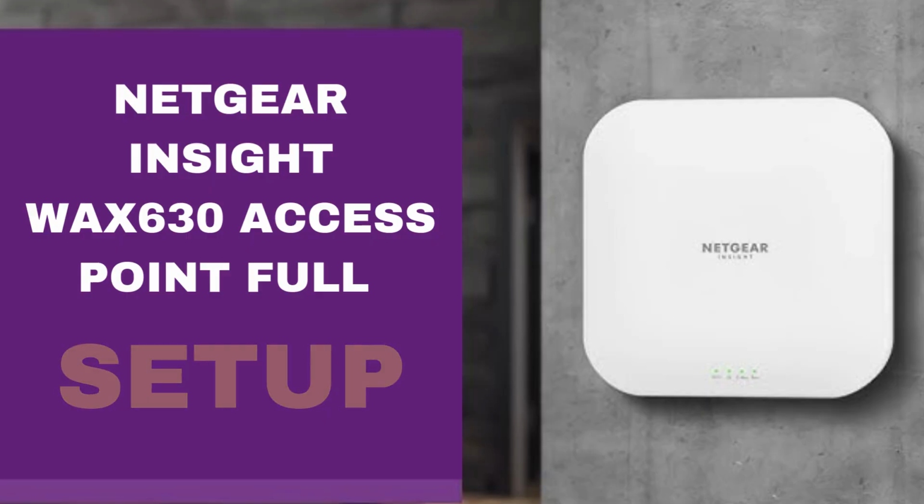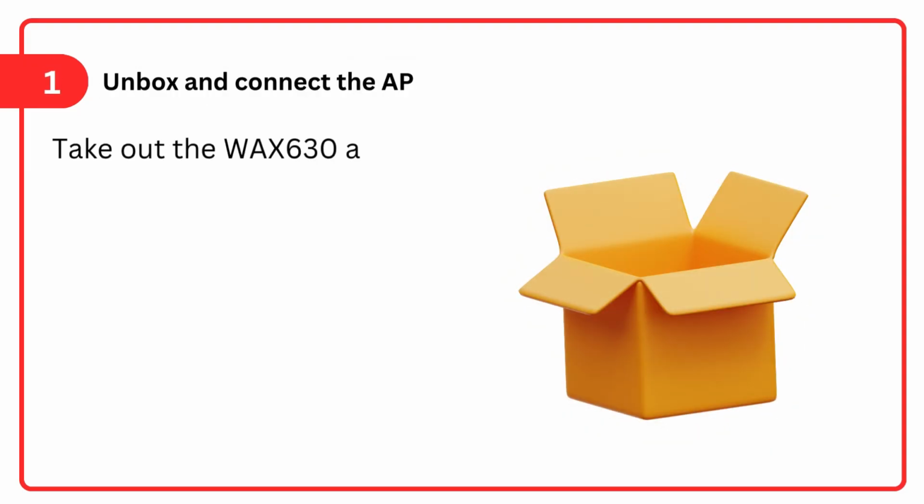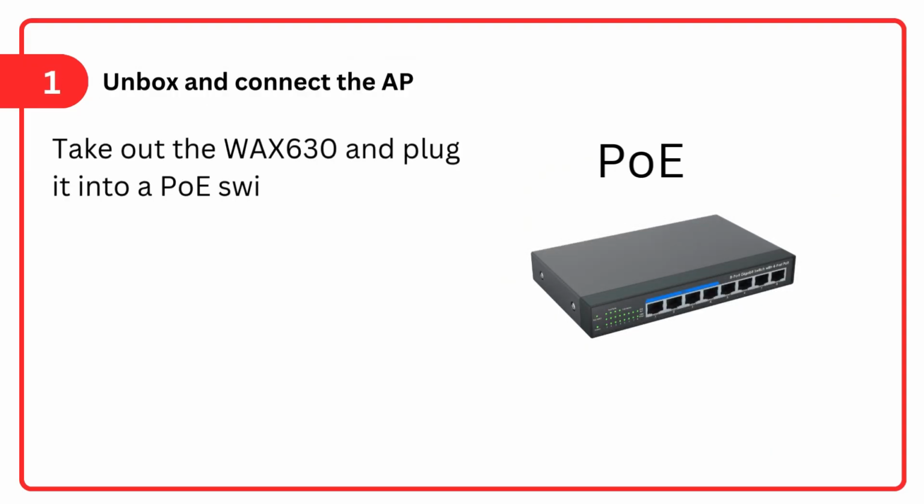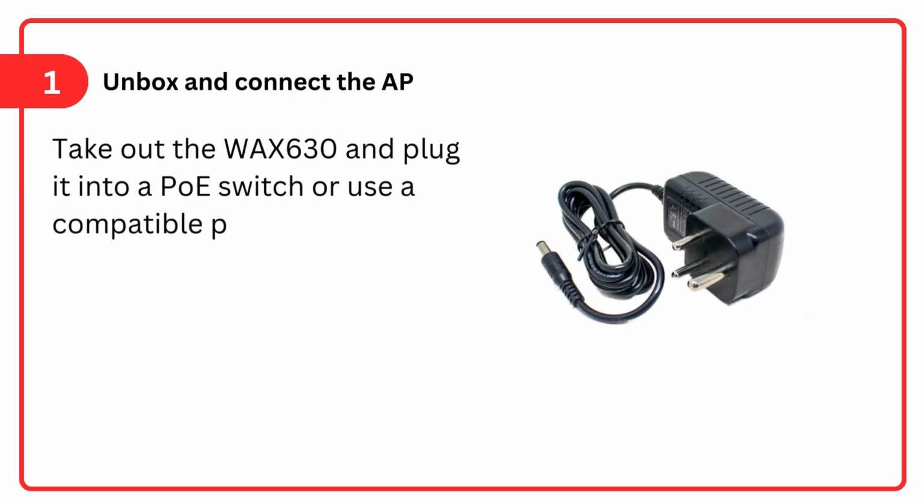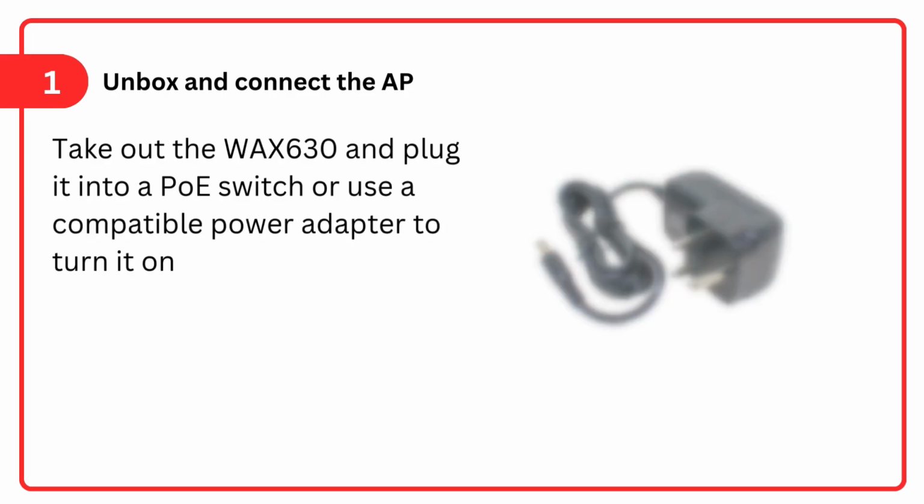Netgear Insight WAX630 Access Point Full Setup. 1. Unbox and connect the AP. Take out the WAX630 and plug it into a PoE switch or use a compatible power adapter to turn it on.